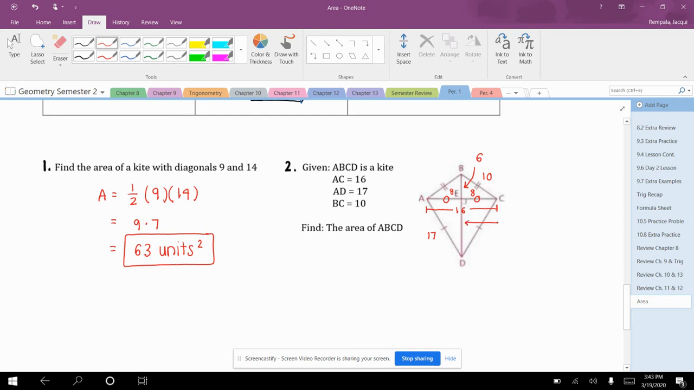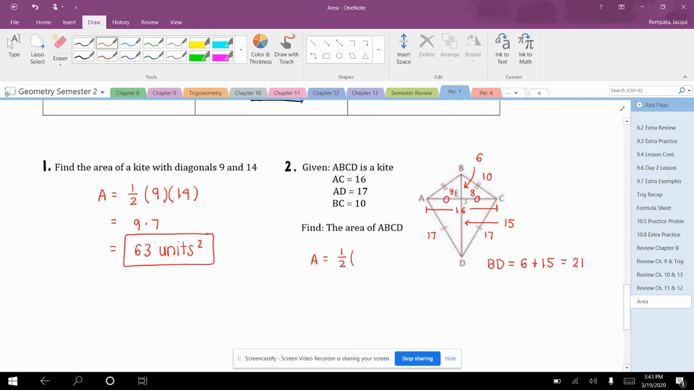I can find this length of ED because if EC is 8, and I know that that's 17, that means this is 17. It's an 8, 15, 17 family. So I can find the length of BD, which is my other diagonal, by adding 6 and 15 together. That will get me my other diagonal. 6 plus 15 is 21. And now I have everything that I need.